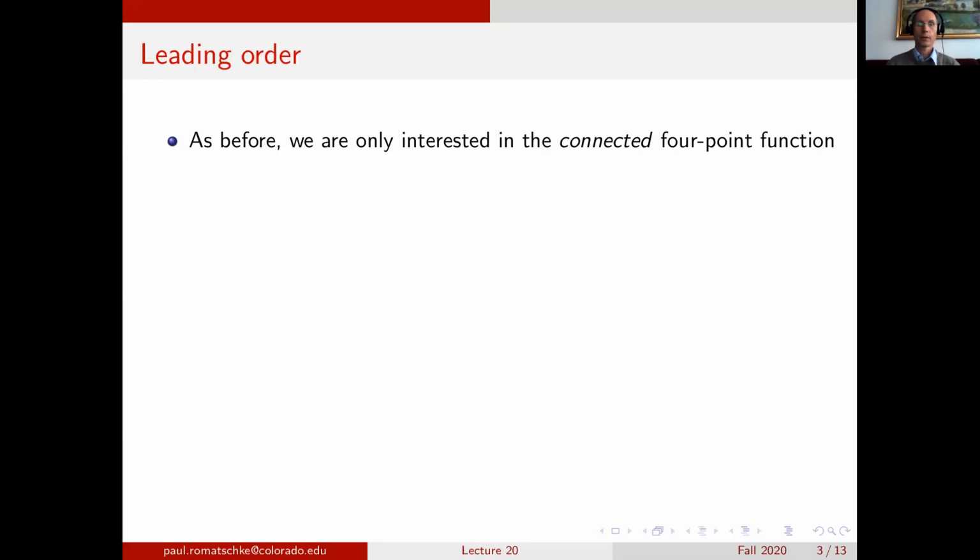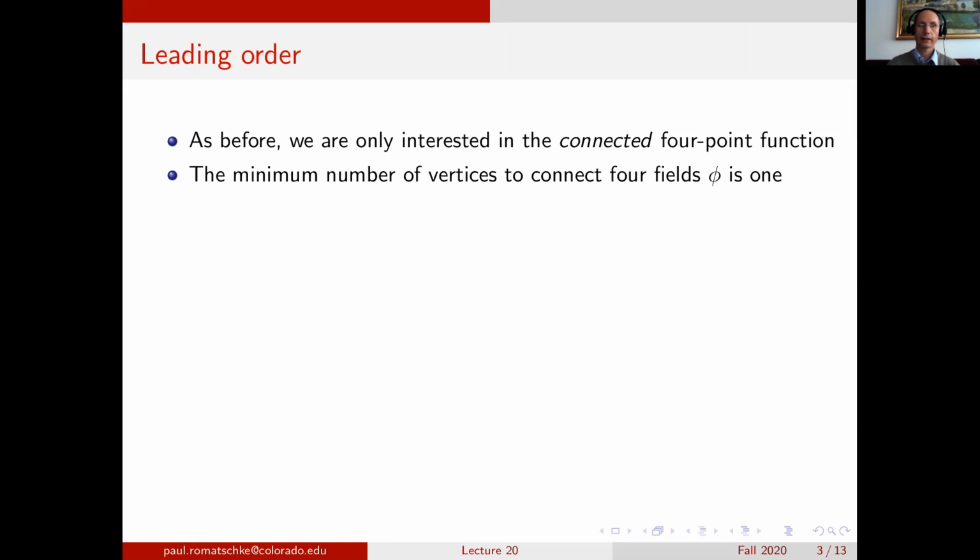As with the case of the propagator, we are particularly interested in the connected four-point function, meaning those diagrams that only have contributions from pieces that have no disconnected parts. For a four-point function, the minimum number of vertices to connect four fields is one vertex, because if there is no vertex, then you have to connect the four legs such that there are just two lines, and two lines don't interact with each other, so you have, by definition, a disconnected diagram.